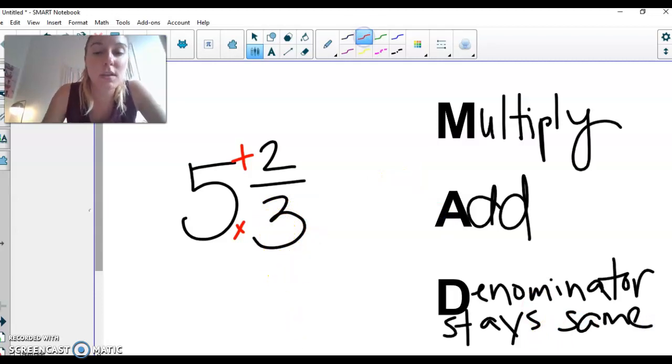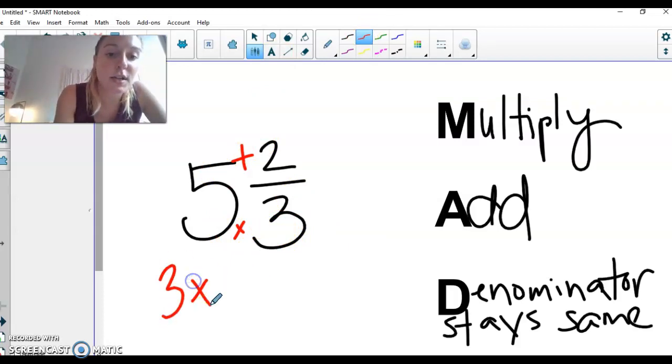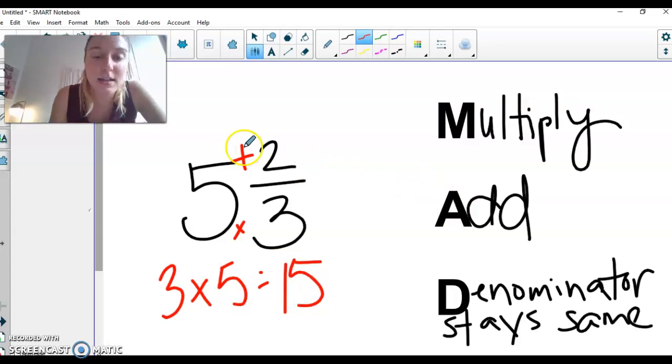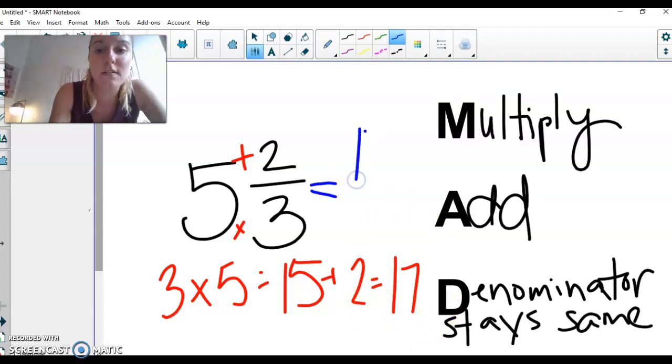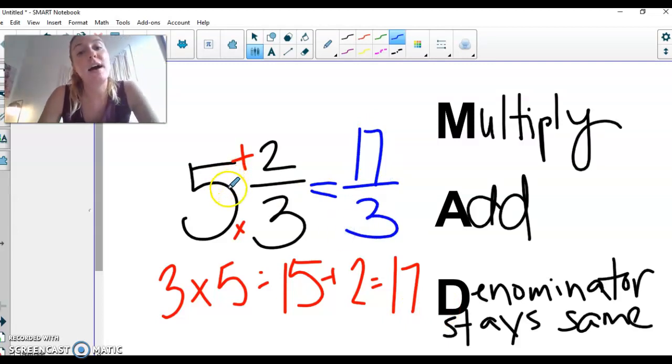Okay, so I'm going to start 3 times 5, which is going to give me 15. Then I'm going to add this 2, which is going to give me 17. And the D reminds me that my denominator stays the same. So when I convert this fully over to an improper fraction, my numerator is going to be this 17, and my denominator is going to stay at 3. Okay, so 5 2/3 is equal to, in a different form, 17 over 3.